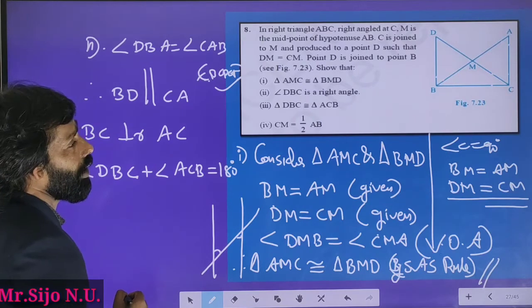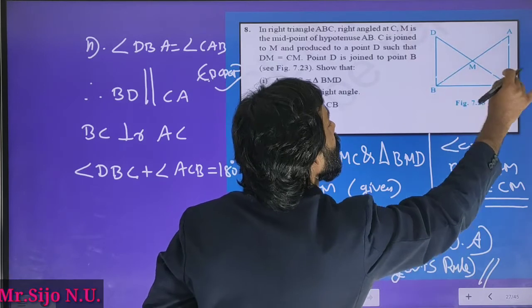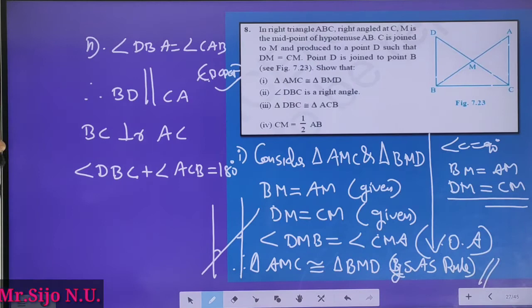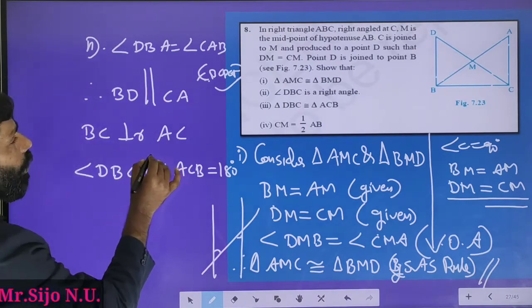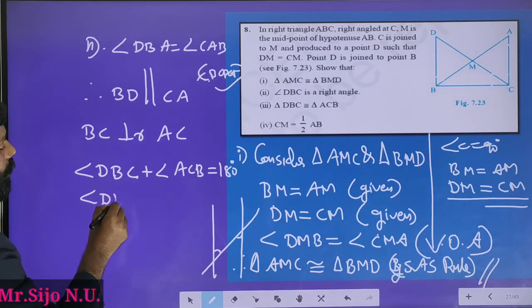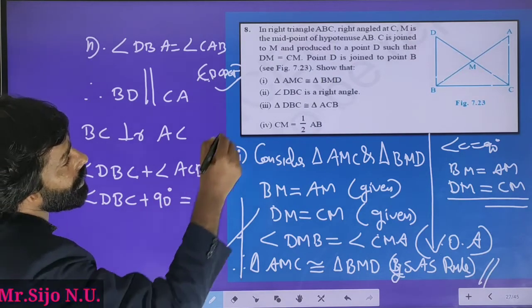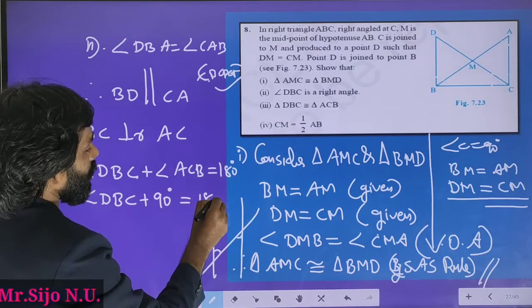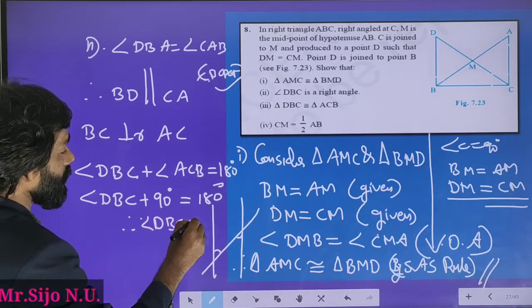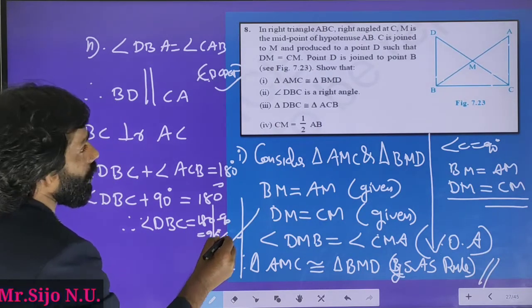Why 180 degree? Because if this is parallel to this, of course this angle plus this should be 180 degree, right? So this is given already, 90 degree. DBC we don't know, we need to prove. DBC plus this, which is given 90 degree, equal to 180 degree. Therefore angle DBC equal to 180 minus 90. What is that? That is 90 degree. So we proved this is 90 degree.